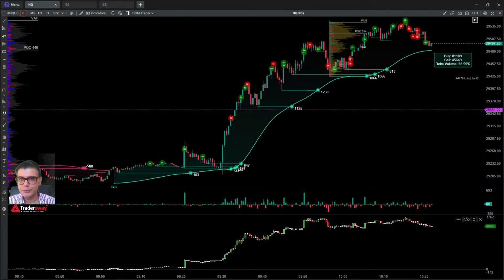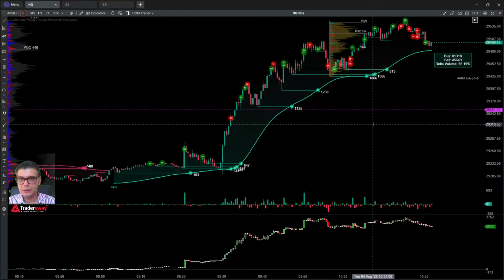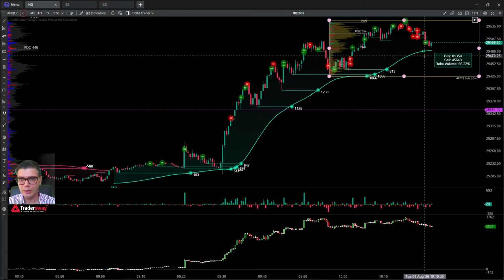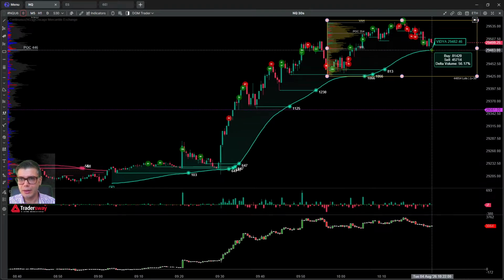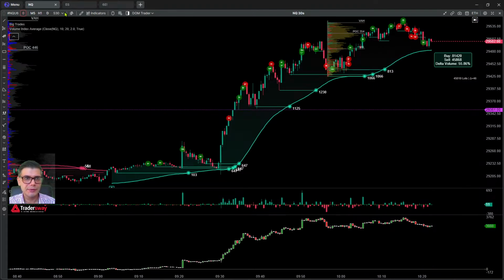So let's see where the price is. Maybe I can do something about it. No, let it run. Let it run. I'm sure if I see another dip below around this volume index average, we might get another sell signal.